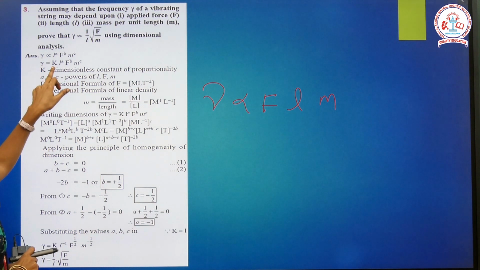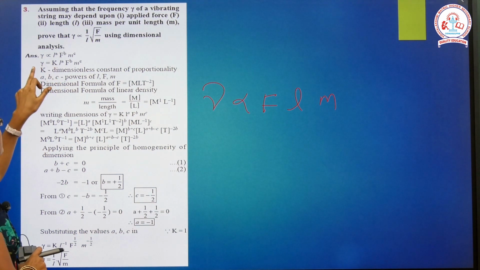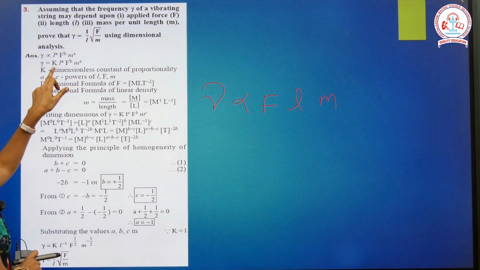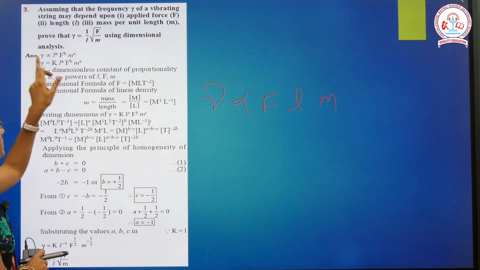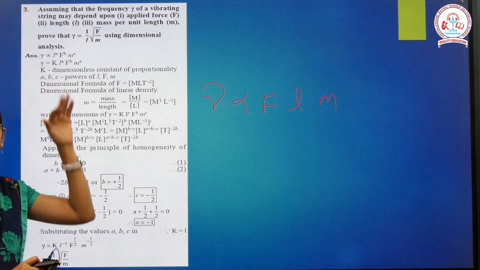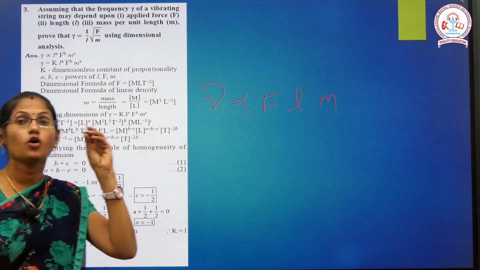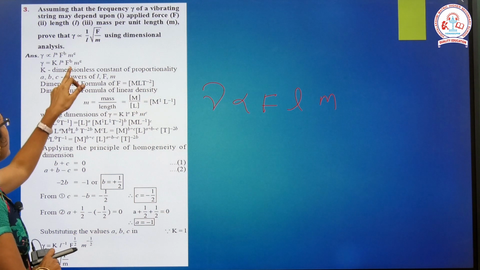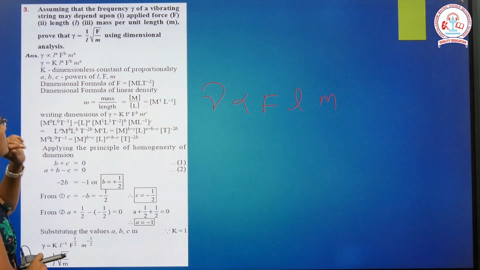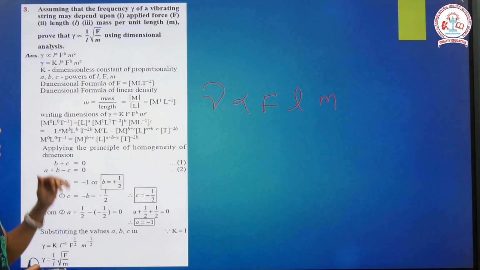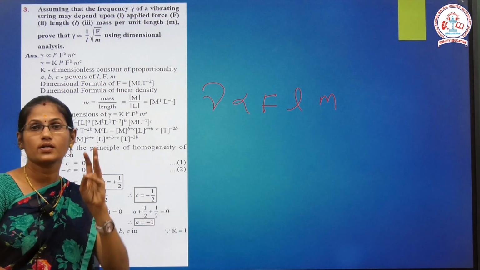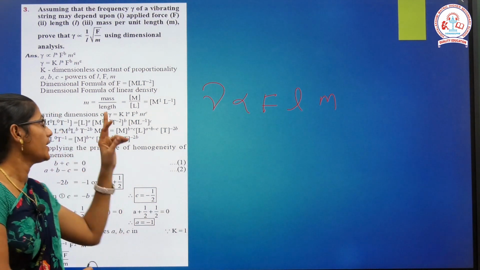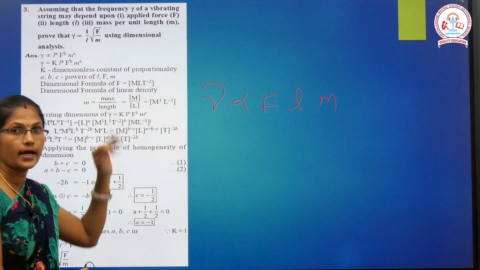We have to apply the dimensional constant, that is k. So, gamma is equal to k, L power A, F power B and M power C. So, we have to apply the homogeneity of dimensions rule. We have to apply the powers. And next step, you have to apply one by one. What is the dimensional formula of force, length and mass?